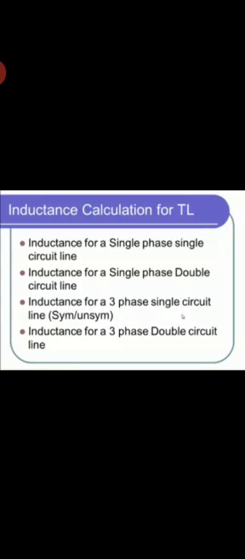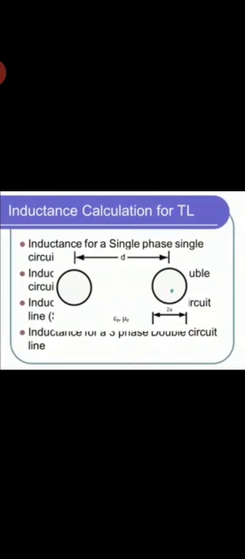First let's understand how to calculate the inductance for single phase single circuit. Before that we will try to understand what we mean by single circuit. When we say it is a single phase transmission line, we know that there will be two conductors, one is phase, one is neutral. So see, this is a single phase single circuit transmission line. This is how the conductors are arranged. The conductors may be arranged horizontally, vertically, or in any type, depending on the system.